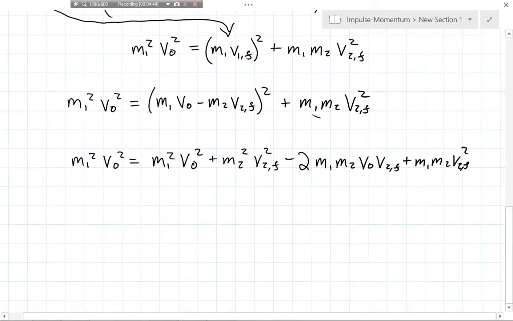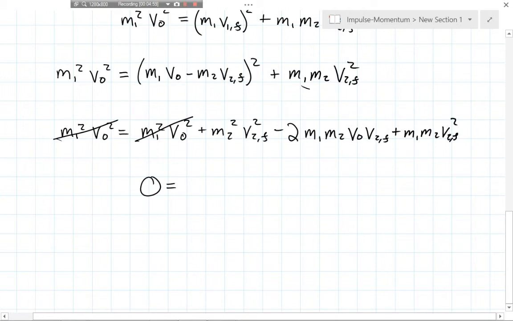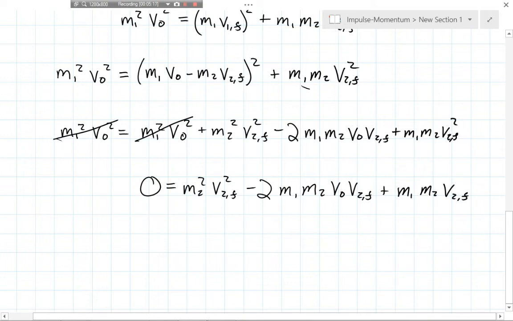And now we can see that there's a whole bunch of stuff that's going to cancel out. So on the left side, I have m1 squared v initial squared, and I also have that same thing on the right side, so we can cancel that out. So let me go ahead and rewrite now with those two things canceled out. So that's going to be 0 is equal to m2 squared v2 final squared minus 2 m1 m2 v initial v2 final plus m1 m2 v2 final squared. Now the next thing I can do is notice everything has a v2 final in it. So I can divide the whole thing by v2 final.